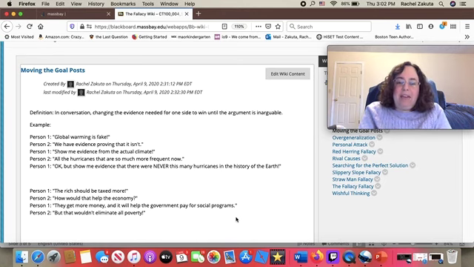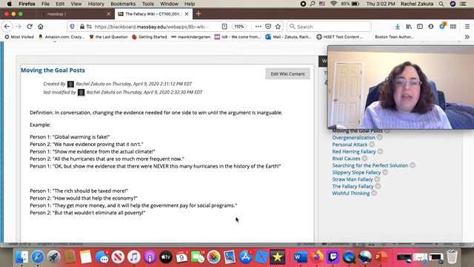The rich should be taxed more. How would that help the economy? They get more money and it will help the government pay for social programs. But that wouldn't eliminate all poverty. So here we have person two moving the goalposts. Okay. First, they just want to know a reason why it would help the economy.